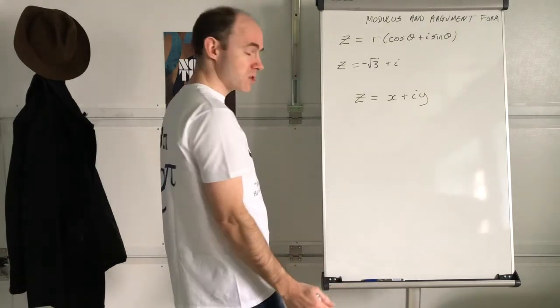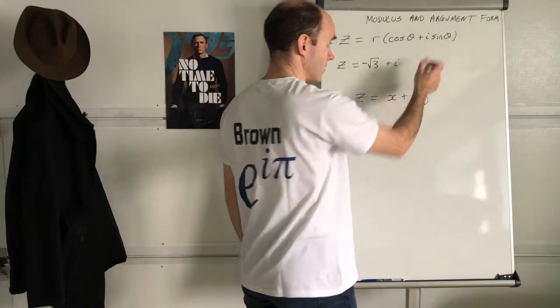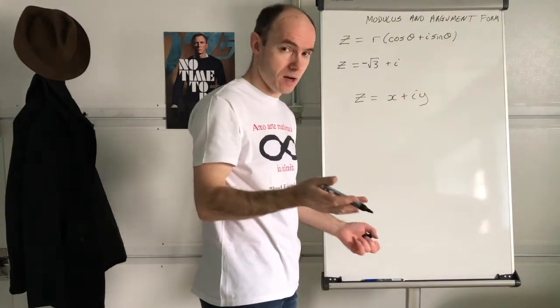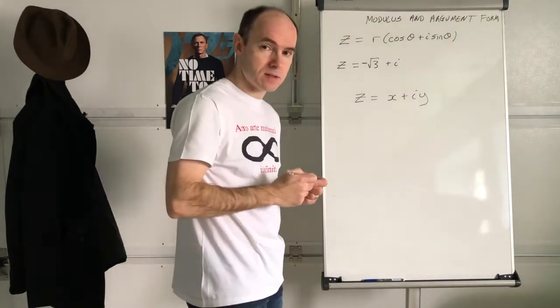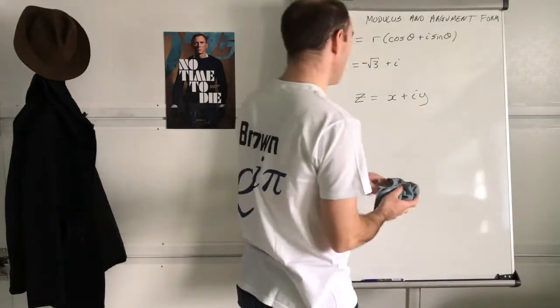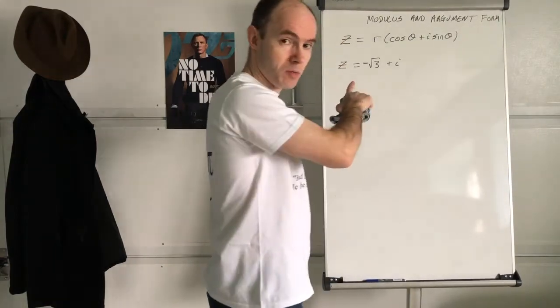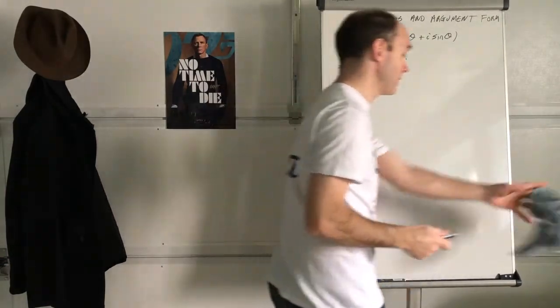Modulus-Argument form means writing like this: z equals r(cos theta plus i sin theta), where theta is the argument, r is the modulus. So that's why modulus and argument are pretty important, because it helps us to write them in this form. So what I'm going to ask you to do is to work out the modulus and argument of that for me. Pause the video and then do it.